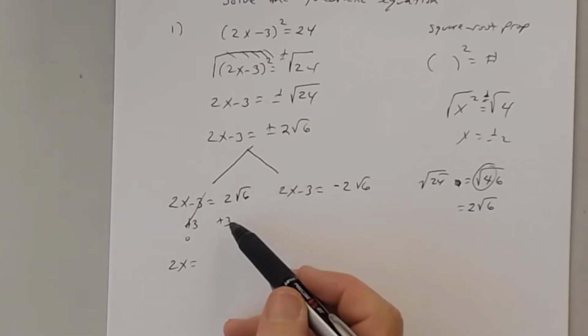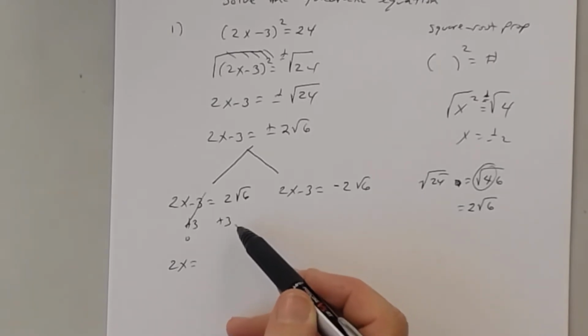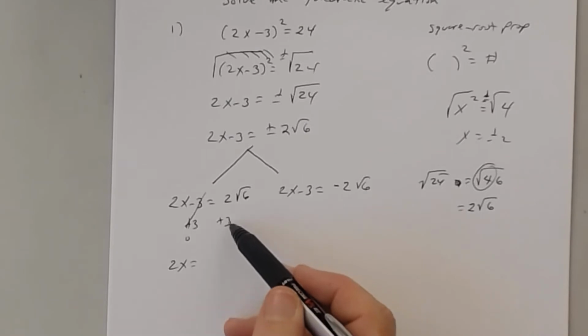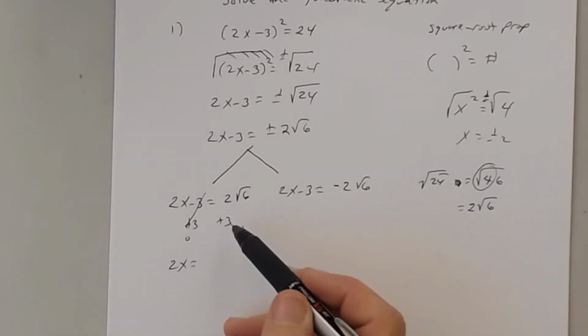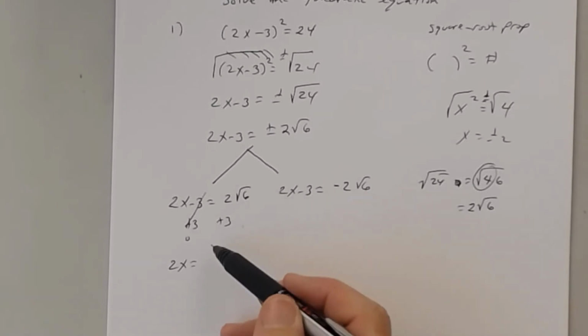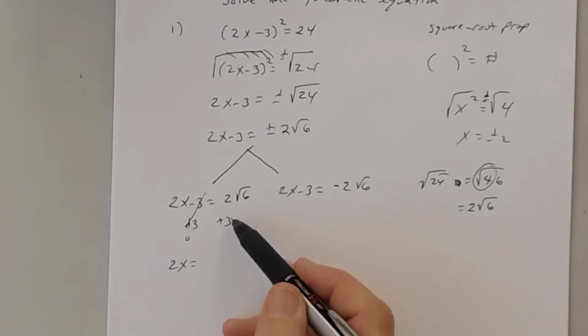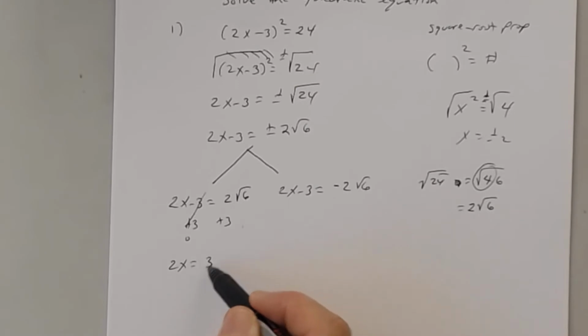Because if I wanted this to be 5 square root of 6, this better be 3 square root of 6. 3 square root of 6 plus 2 square root of 6 is 5 square root of 6. But those are not like terms. So all you can do is write it as 3 plus 2 square root of 6. That's all you can do.